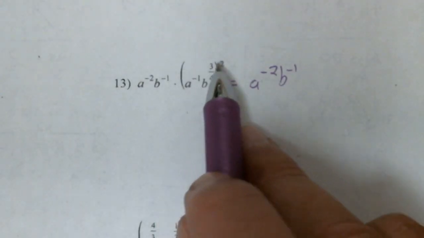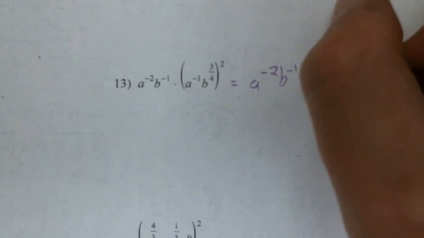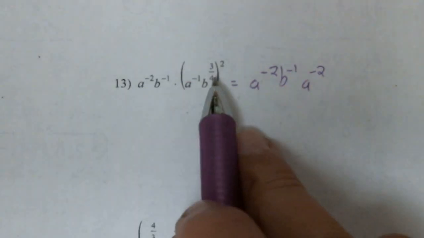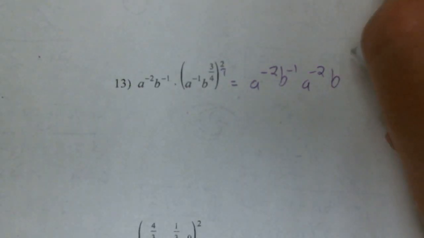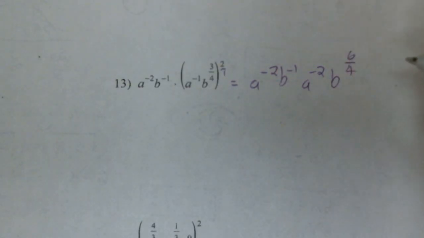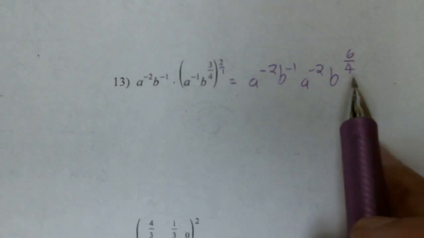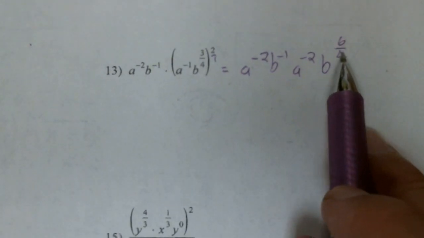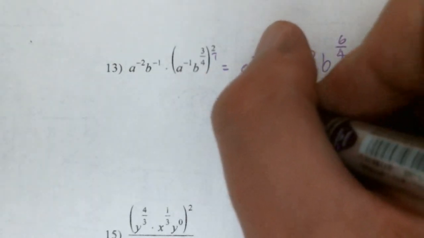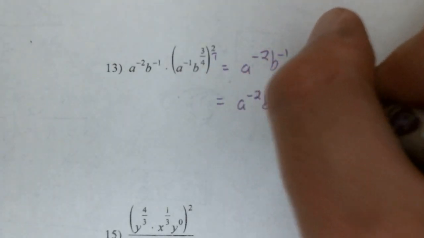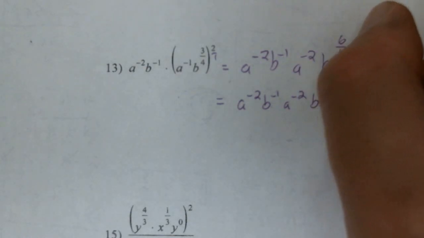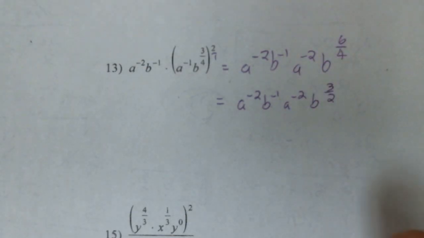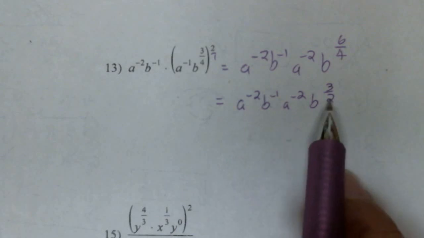I'm going to multiply -1 times 2. That's going to give me a to another -2. And then 3/4 times 2, or times 2 over 1, is going to give me b to the 6/4. Okay, I'm going to just take the time here to rewrite this very quickly. A to the -2, b to the -1, a to the -2, and b to the 6/4, which is the same thing as 3/2. All right, so now I'm ready to start adding stuff together.